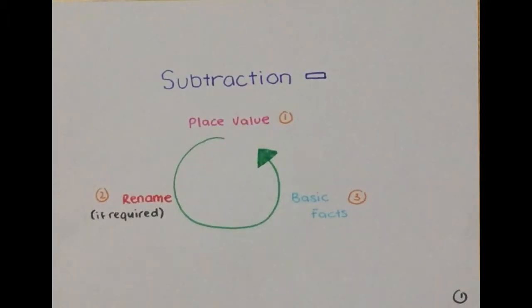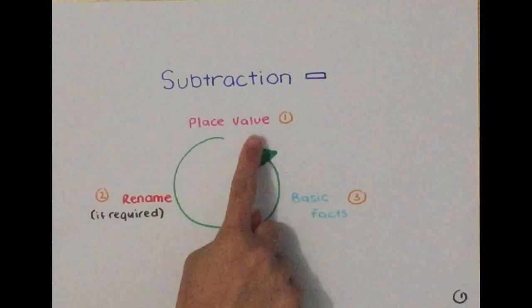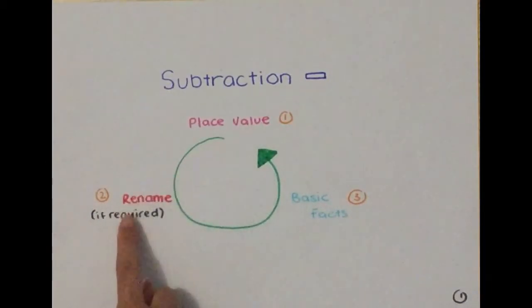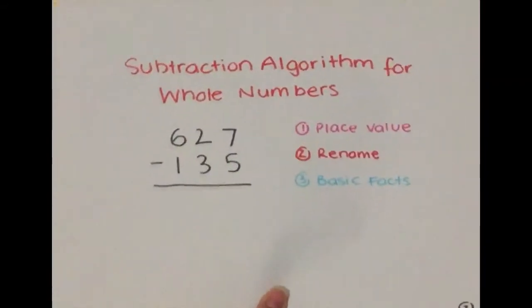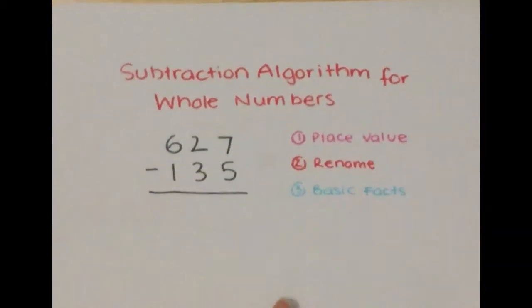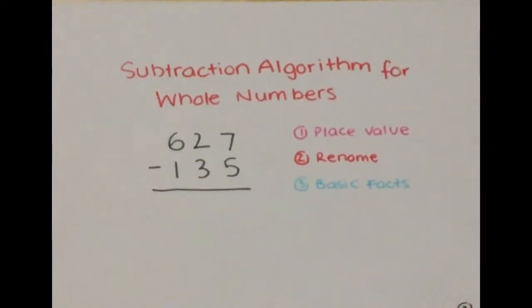Subtraction is usually introduced following the learning of addition, building from the concept and basic facts through the use of materials to the written process in a similar manner. The cycle of steps required for subtraction is place value, renaming, and basic facts. Let's use these 3-digit numbers for example: 627 take away 135, using place value, renaming, and basic facts.